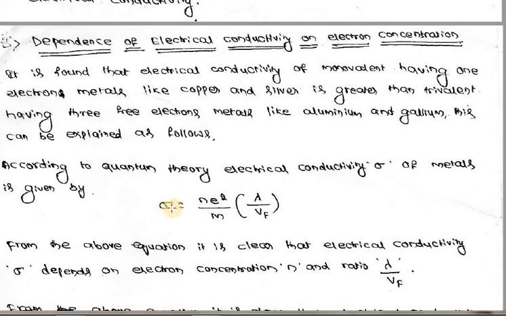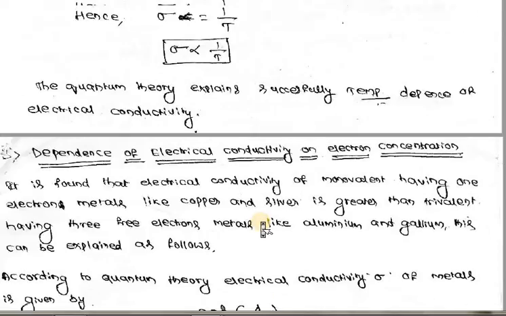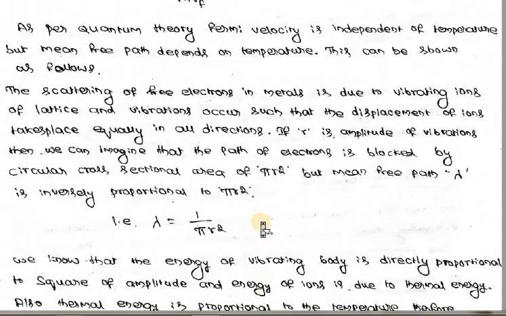Here sigma again depends on the electron concentration, and is directly proportional to the charge of the electron. Lambda represents the mean free path and Vf represents the Fermi velocity. So there are two additional terms here: instead of mean collision time, they have given the mean free path as well as the Fermi velocity. This is the expression given by the quantum free electron theory. Now we will go to the first case, that is specific heat.